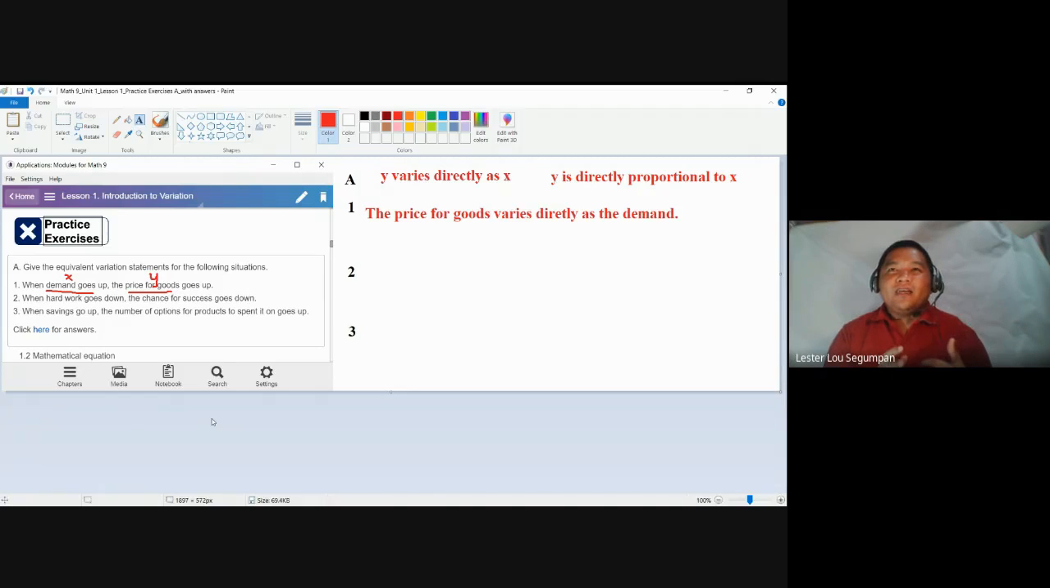Pag sinabi natin, 50% lang, ito lang yung hard work ko. Pag sinabing 100%, ito yung hard work ko. Pag ito yung sinabi na, wala akong chance, ito yung hard work ko. It doesn't start with the chance. It starts with the hard work first. Okay? Commonly, generally, that's the structure. So in this case, it starts with hard work.